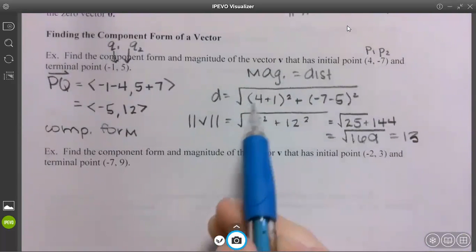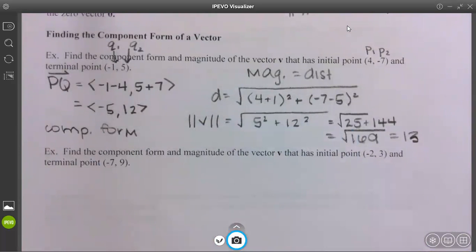So again, you don't have to write all this out. You can just use your component form. So on the next one, I'll just use the component form, but I again wanted you to know where it came from. So find the component form and magnitude of the vector v that has the initial point -2, 3 and the terminal point -7, 9.